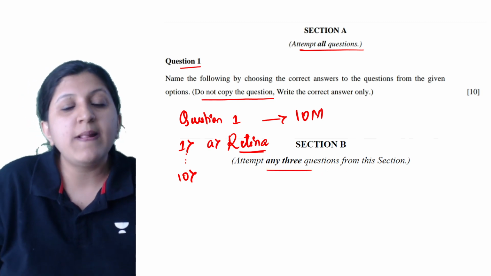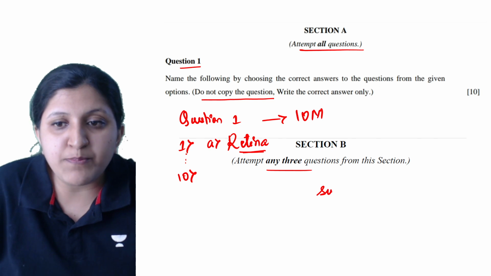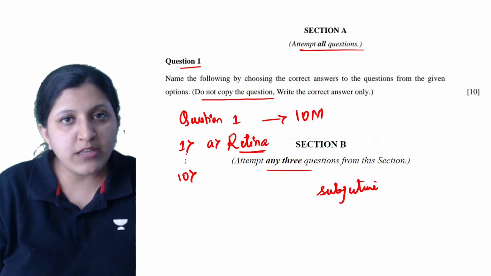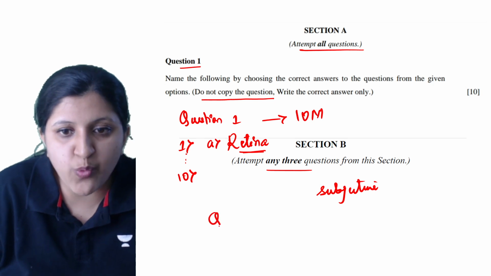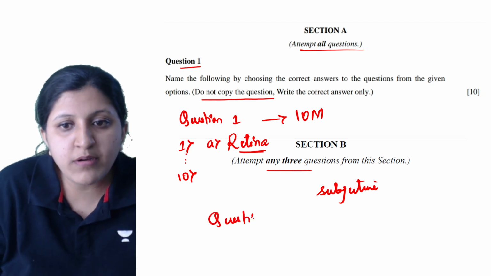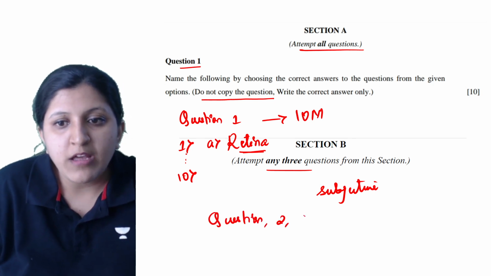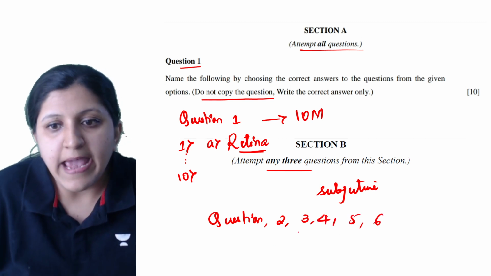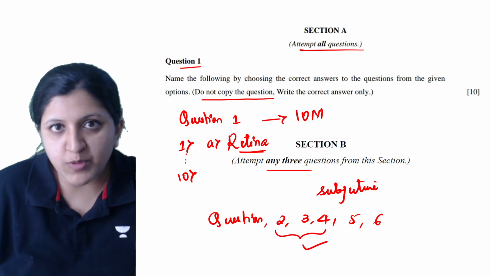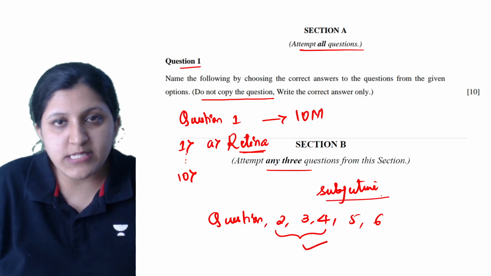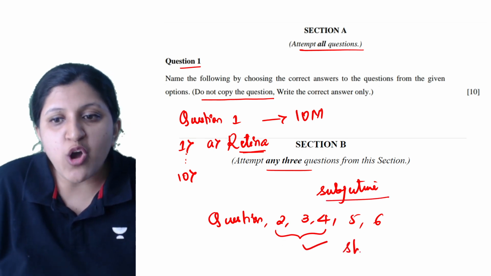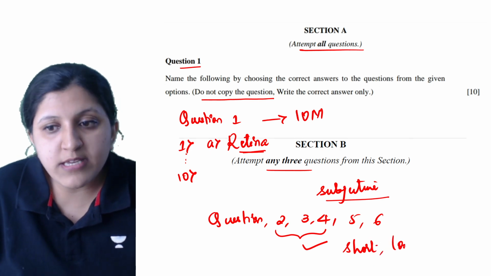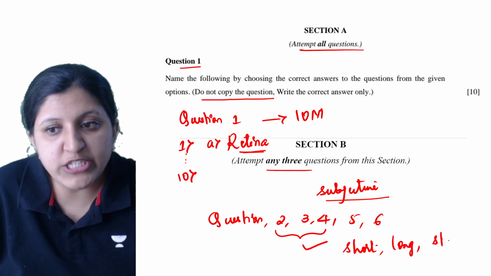So here it is completely a subjective type. Okay, in this subjective type, any 3 questions you need to attempt. There are question numbers 2, 3, 4, 5, 6 they will give. Any 3 you need to attempt. Okay, and here this one is subjective. That means short answer type questions might be there, or long answer might be there, structured questions might be there.